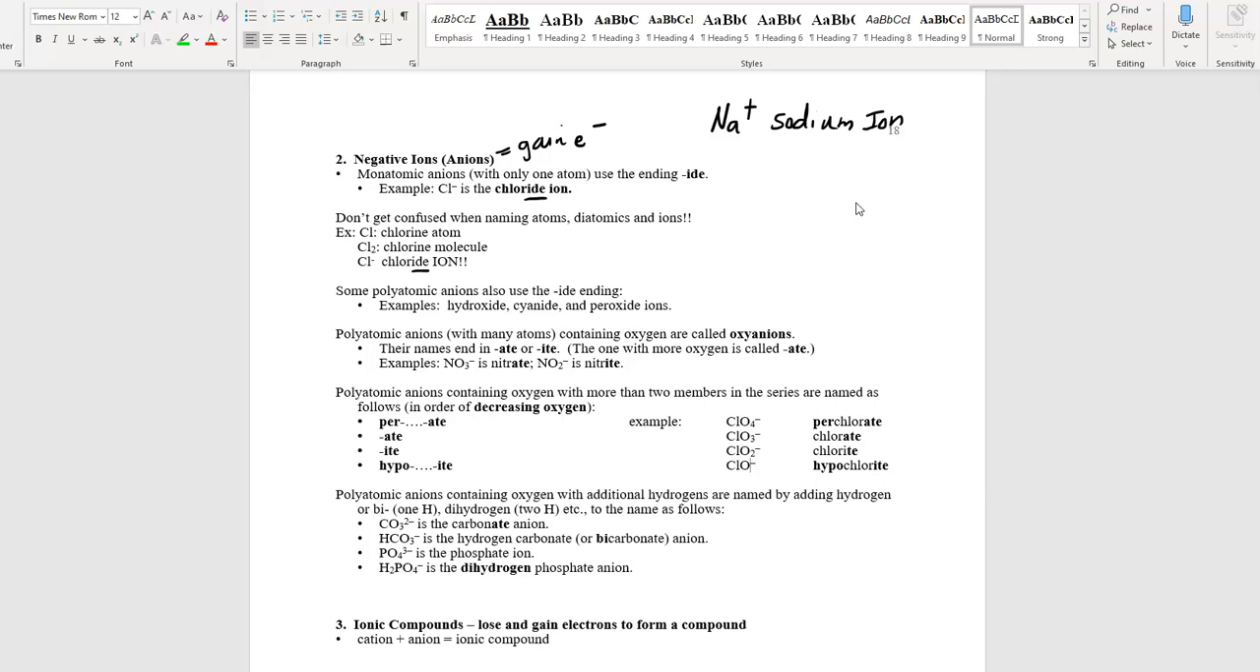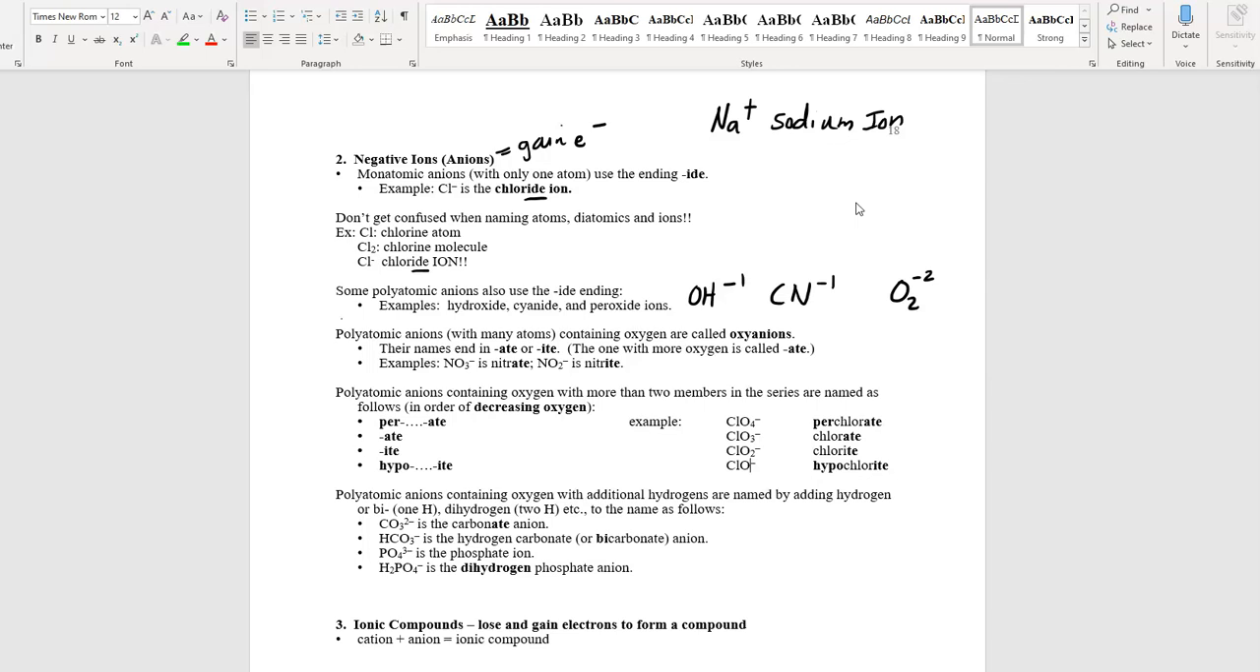Okay? A couple polyatomics that actually do have the IDE. And I like these because all of them that actually have the IDE ending, except the peroxide one, these two, hydroxide and cyanide, they do have a -1 charge for each. Peroxide has a -2. Okay, so they're the only polyatomics that actually have an IDE ending.